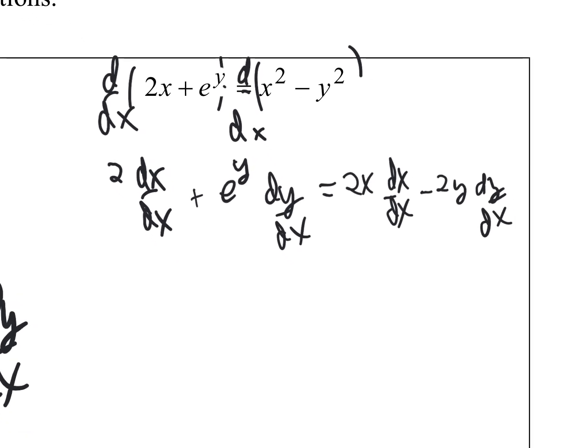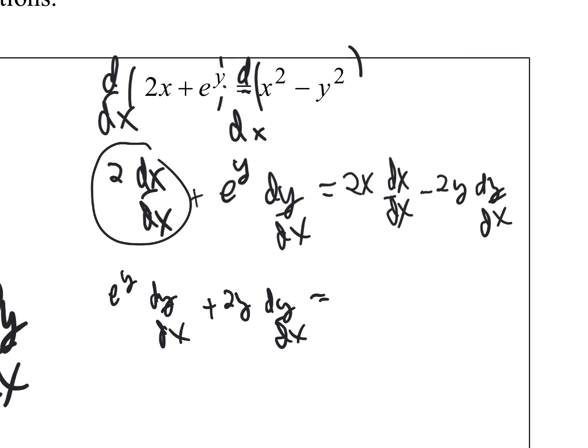Get everything on one side that has a dy dx, and everything else goes the other side. So the e to the y, dy dx stays on the left. The minus 2y dy dx becomes plus 2y dy dx over here. The 2 moves to the right, it's negative. And I already had a plus 2x dx dx, which is plus 2x.